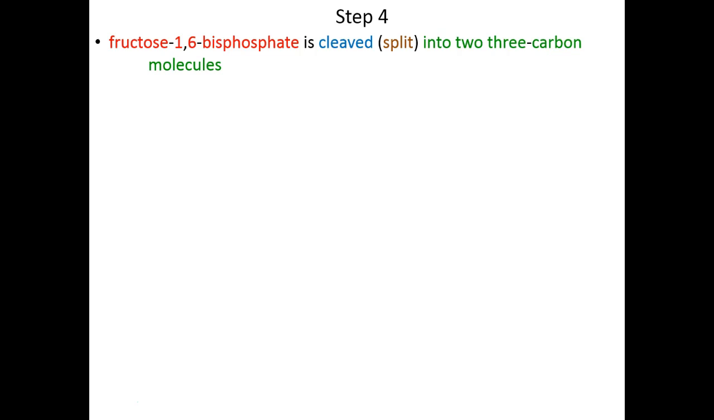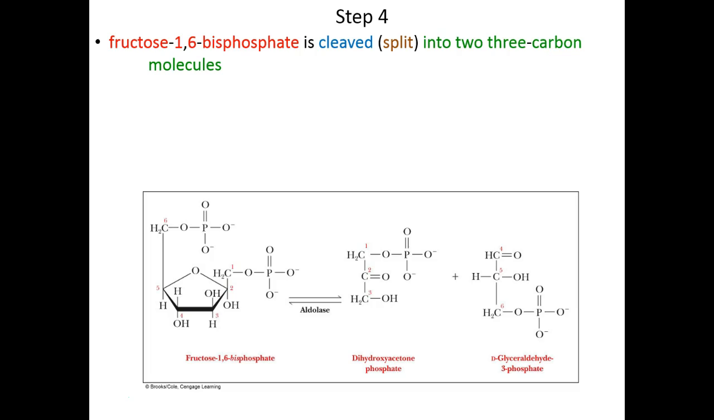Step 4. Step 4 is a cleavage reaction, and we will now split fructose 1,6-bisphosphate into 2 equal 3 carbon molecules. We're going to take 6 carbon fructose 1,6-bisphosphate and cleave it into 2 3 carbon molecules. Here you see fructose 1,6-bisphosphate, and it's cleaved into 2 molecules that contain 1, 2, 3 carbons each.